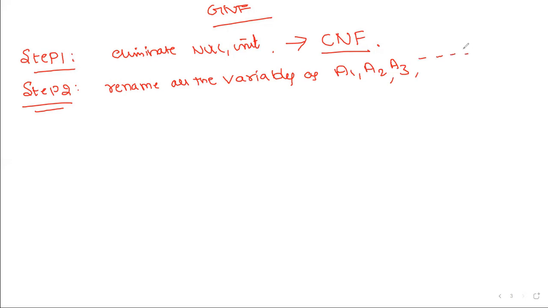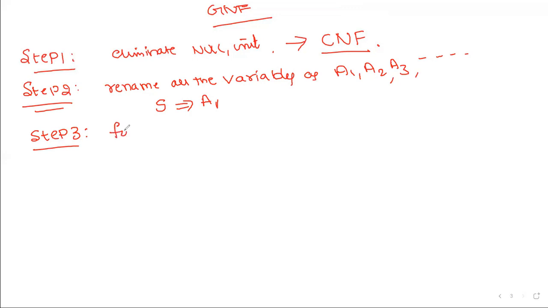A1, A2, A3 and so on. Generally, S is the starting symbol, so replace S as A1. Simply change the names. Nothing else to do; simply change the names of the variables, A1, A2, A3 like that. After replacing, you have some set of productions.